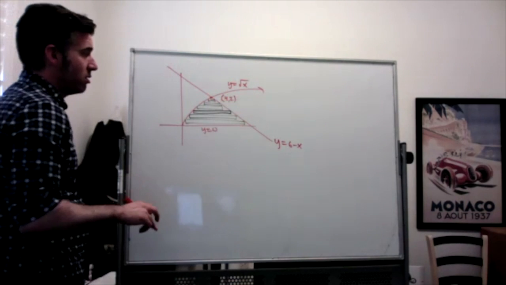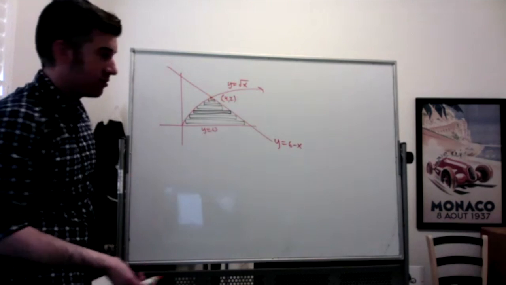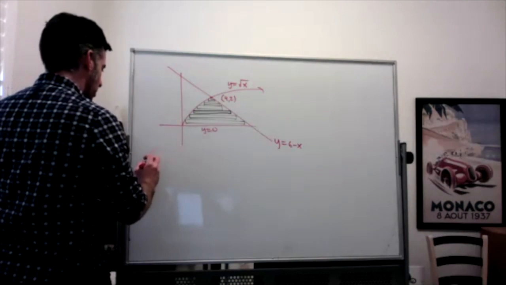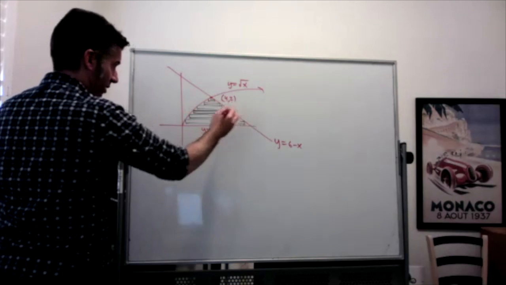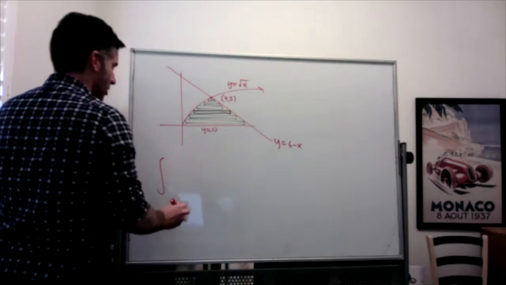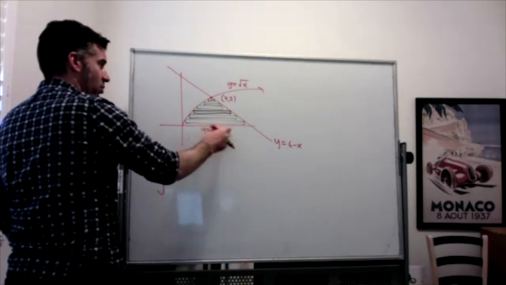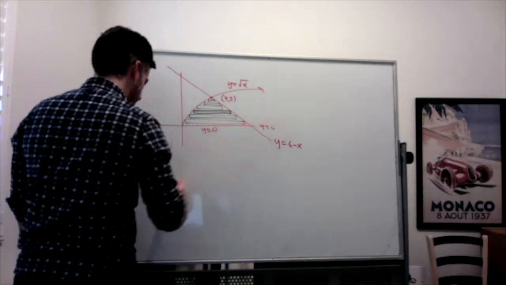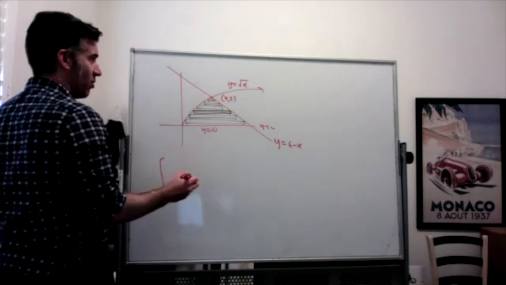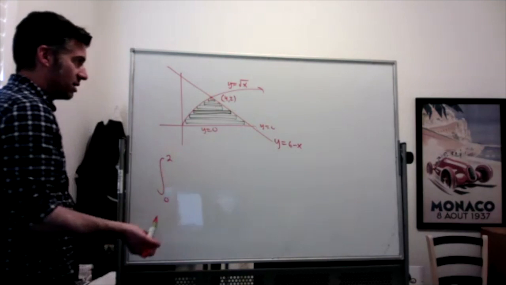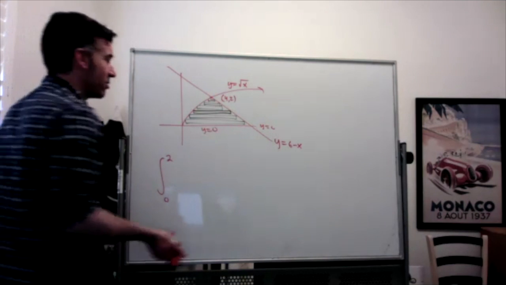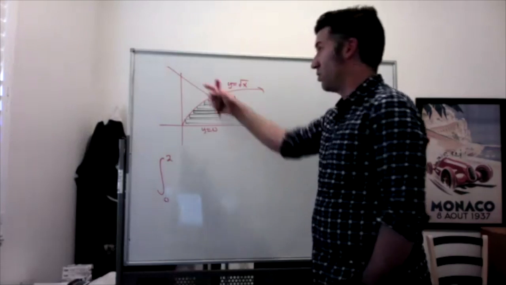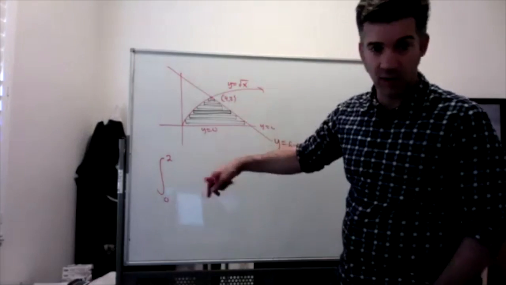Okay, so if I want to find the area this time, I'm going to add up the area of all the rectangles. So now my rectangles go as low as y equals 0 and as high as y equals 2. And the area of each rectangle is the length of the rectangle, which is the right function minus the left function.